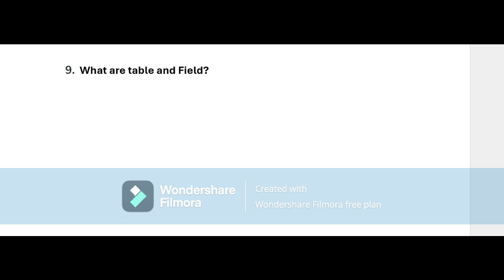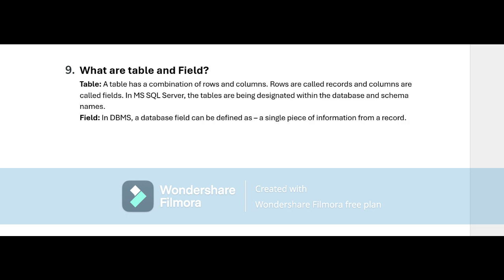Let's move to the next question. What are table and field? A table has a combination of rows and columns. Rows are called records and columns are called fields. In MS SQL Server, the tables are designed within the database and schema names. Field: in DBMS, a database field can be defined as a single piece of information from a record.